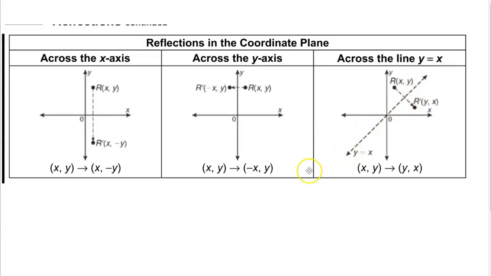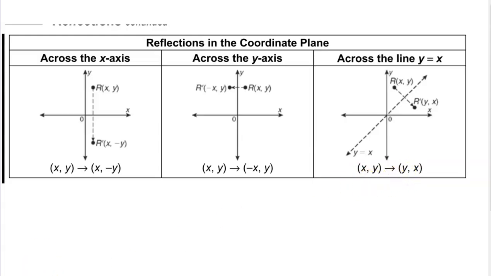When you do so, you have these rules where you're going to change the points from x and y. It changes the y to the opposite when going across the x-axis. Here, we're going to change the x to the opposite when you go across the y-axis. And here, we're going to swap the coordinates. We're going to make x be y and y be x.